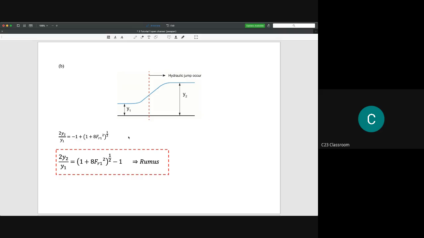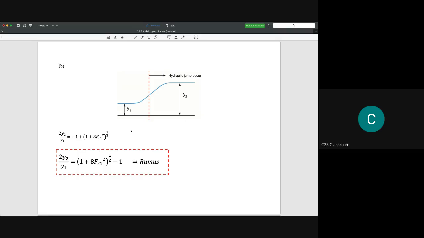So when the volume of water remains constant, it means that whatever is at the inlet must be equal to whatever is at the outlet. Okay. And then the equation that we could use to solve this problem is this one. I hope you could remember this equation. It is a comparison between the height of water before the hydraulic jump and the height of water after the hydraulic jump.